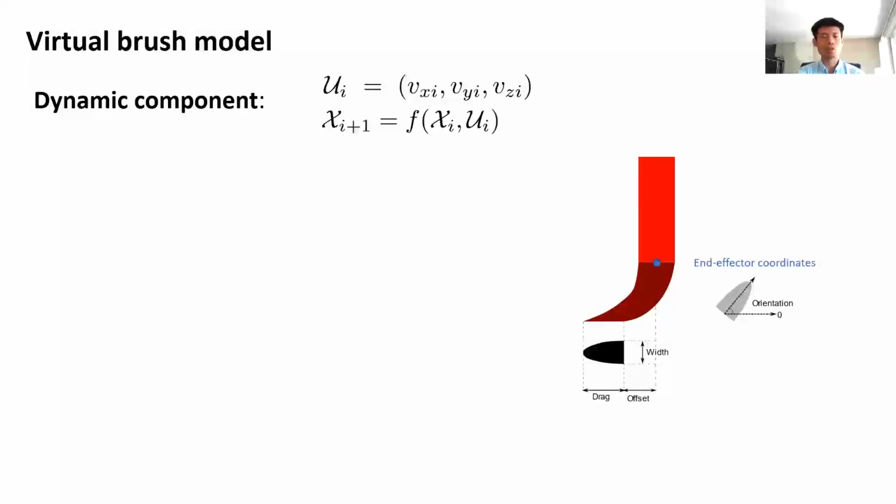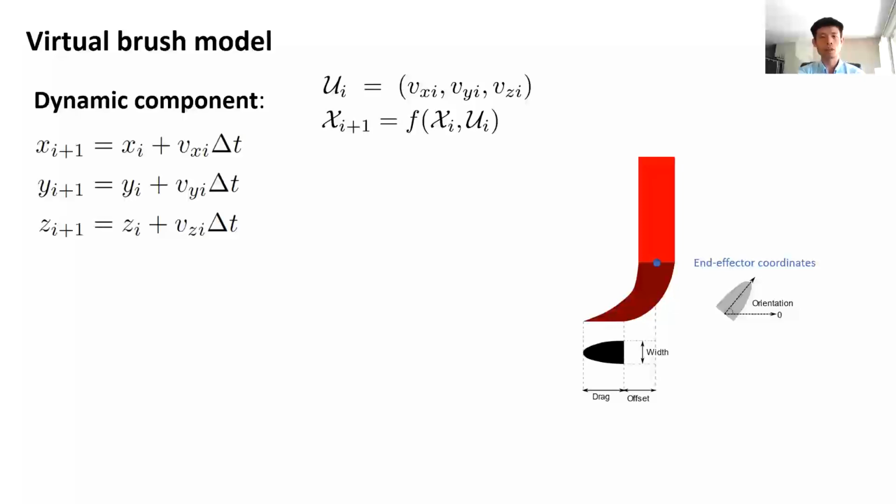Then we will look at the dynamic component of the virtual brush model. The control signal is represented by U, which is the velocity control signal of the end effector. The end effector always holds the brush holder. And then the brush state parameters are updated based on the current state parameters and the current control signal. We'll take a further look at this nonlinear function f. The end effector coordinates are simply updated based on the velocity signals.